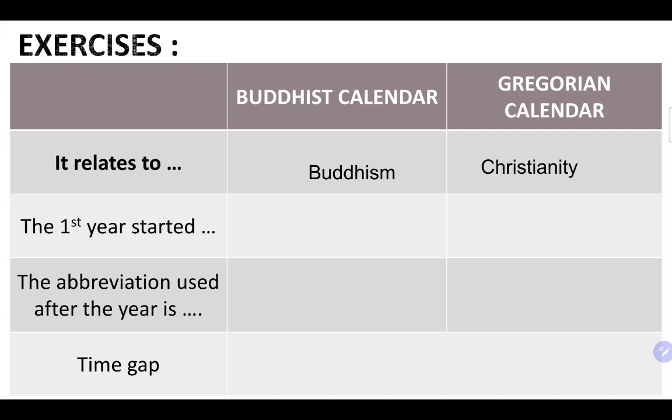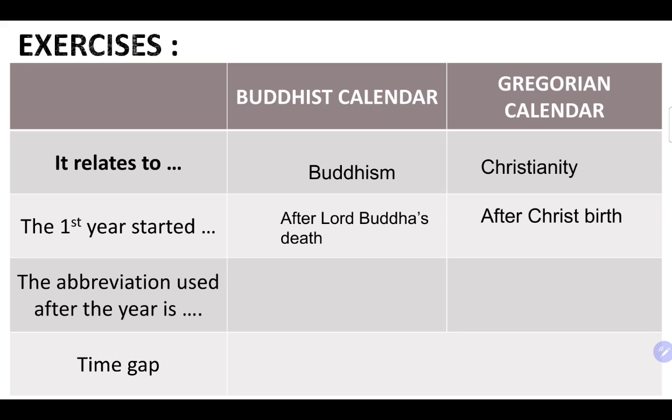Let's proceed. When did the first year start in the Buddhist calendar? It was after Lord Buddha's death. Very, very good. How about in the Gregorian calendar? The first year started after Christ's birth. Okay, next, let's proceed to abbreviation.